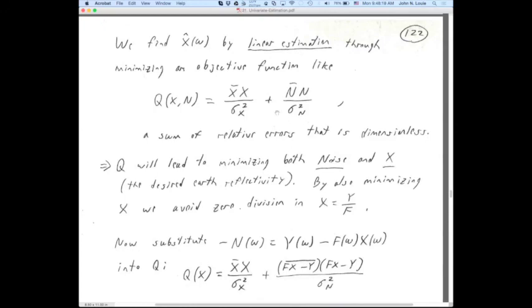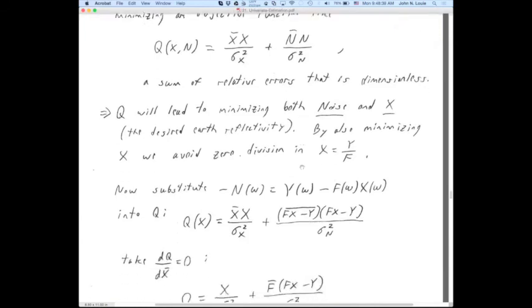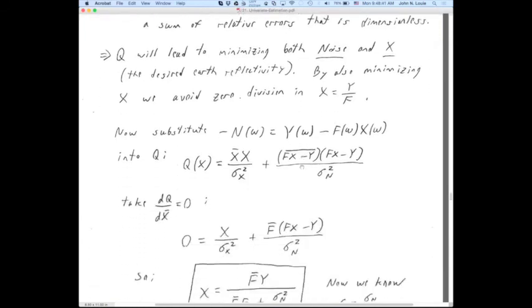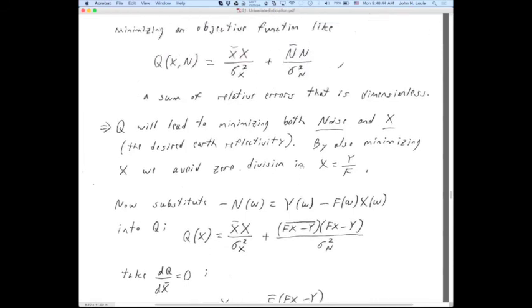All right. Now notice that these are relative errors, and so they're dimensionless, right? Whatever dimension x has is divided by sigma, and whatever dimension the noise has is divided by its sigma. So these are dimensionless. They're relative errors. So this objective function q will lead to minimizing both noise and x. Okay, x is the desired Earth reflectivity.